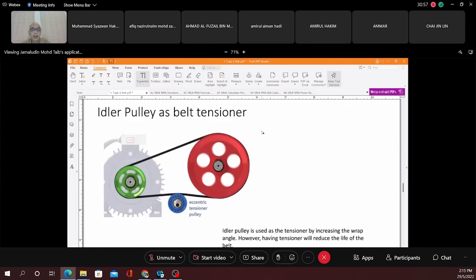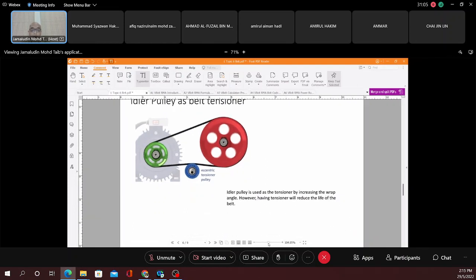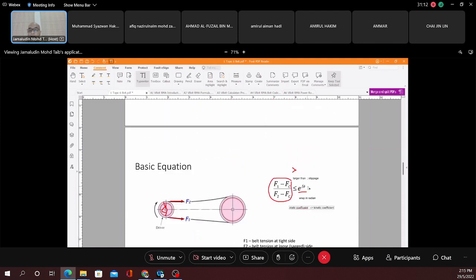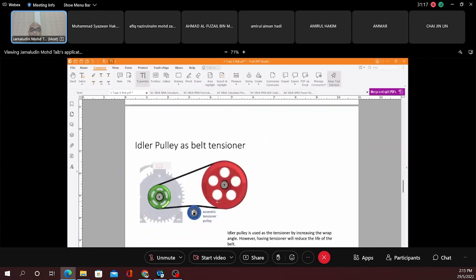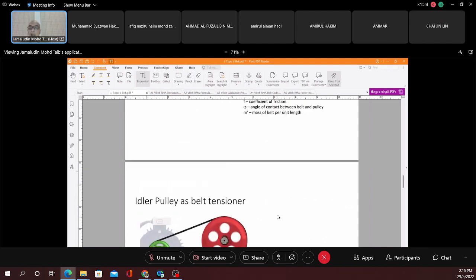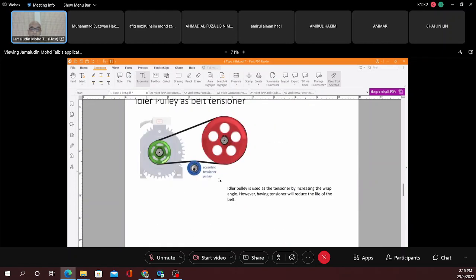Sometimes, for example, we have a tensioner. Why do we need a tensioner here? It's used to increase the wrap angle. Remember the formula here? The wrap angle is in that value. By increasing the wrap angle, the value here is going to be higher. That means you can have a higher-power driver motor, and that's the idea of having a tensioner here.